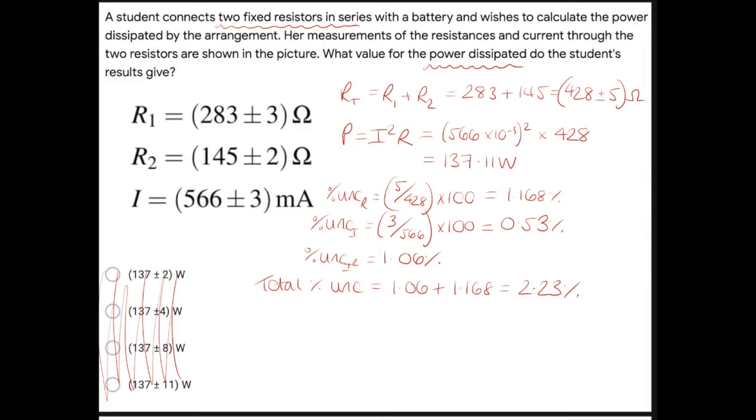So the last thing we now do is we work out 2.23% of our calculated value for power, which was 137.11 there above. So 137.11 multiplied by 0.0223 gives us 3.0576. So our value in this case for power is 137 plus or minus 3 watts.